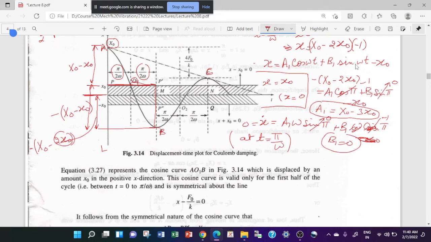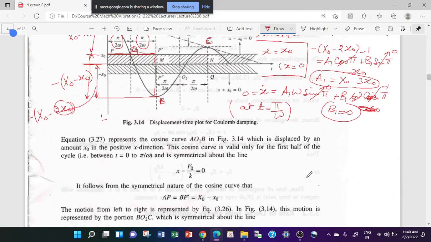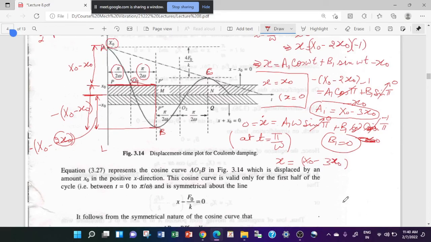When you put the values in this equation, you are getting x is equal to capital X naught minus 3 small x naught, into cos omega t, minus x naught. This is the equation for the body moving from left to right.